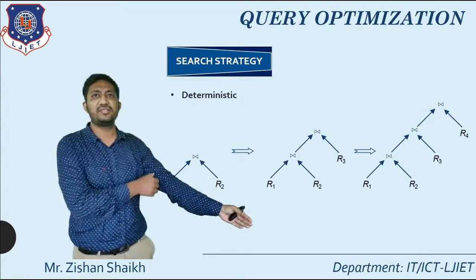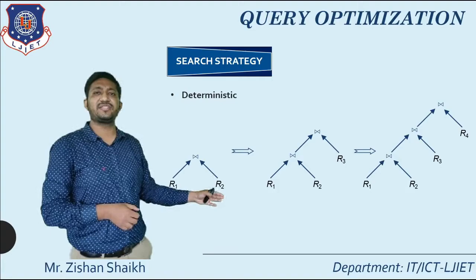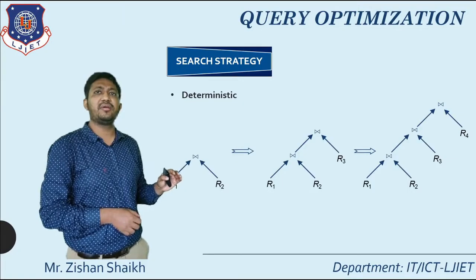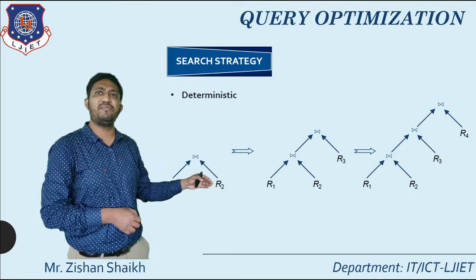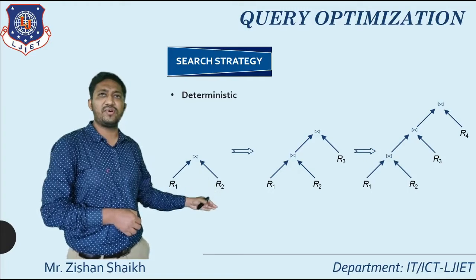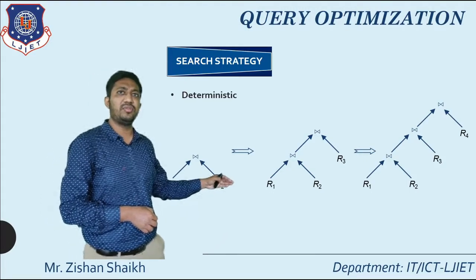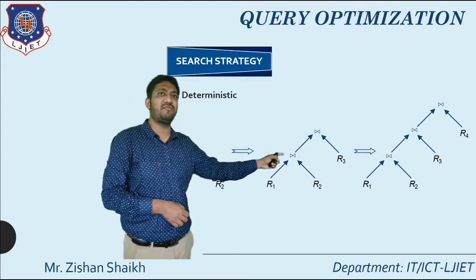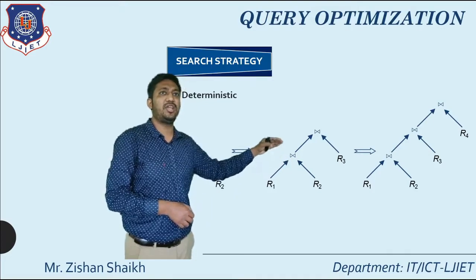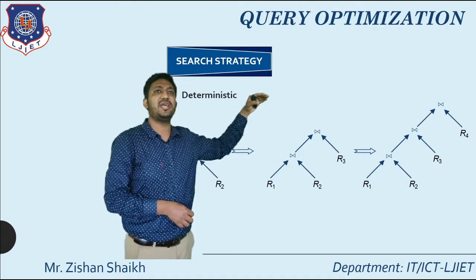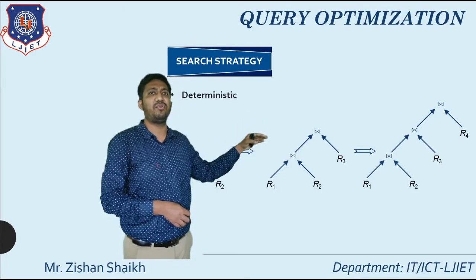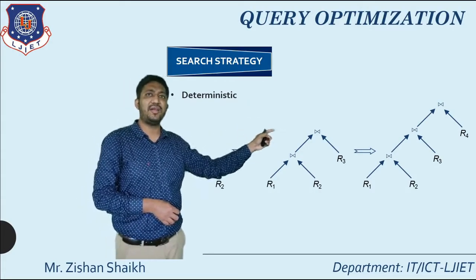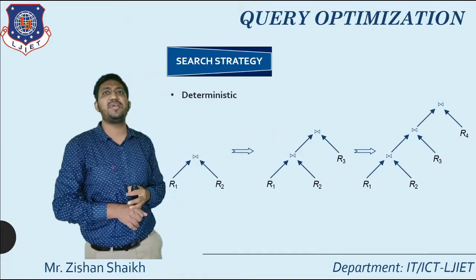So for example, in this given tree, R1 and R2 will be executed with the best query execution plan. When we are talking about the deterministic approach, each and every level of our tree will be executed with its best plan. So here the first level is executed with its best plan. Then in the second step, the second step will be executed with its best plan. So ultimately, when the building is built, each and every step, or we can say each and every floor, is executed with its best plan. So when we are finding the final result of the tree, it will be treated as the best query execution plan.